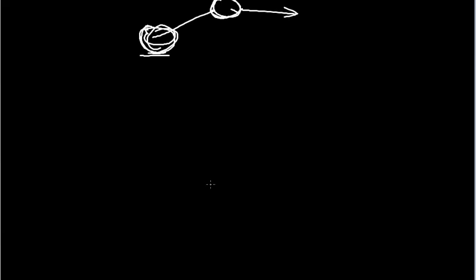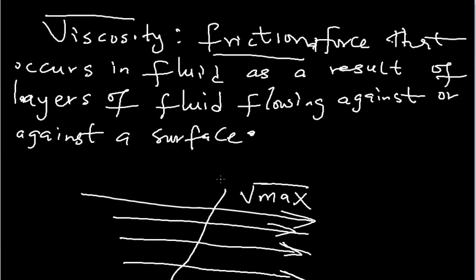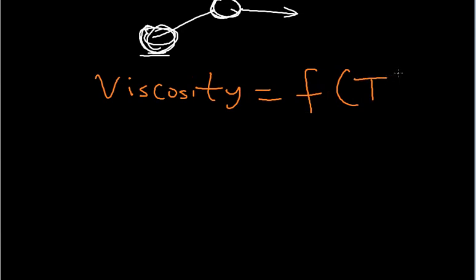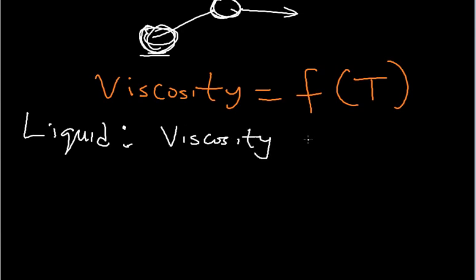The same way we said that density is dependent on pressure, this time around, viscosity is a function of temperature. Viscosity is a function of temperature. So that simply means that for liquid, the viscosity is inversely proportional to temperature.